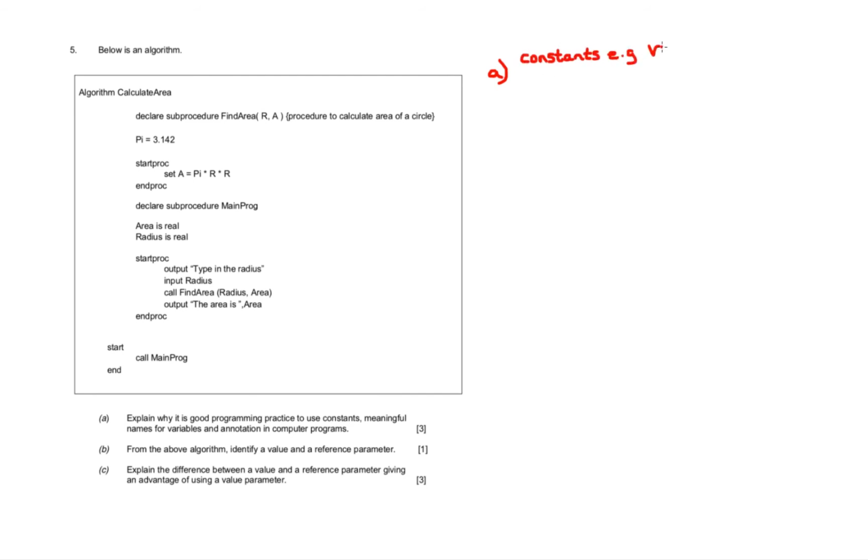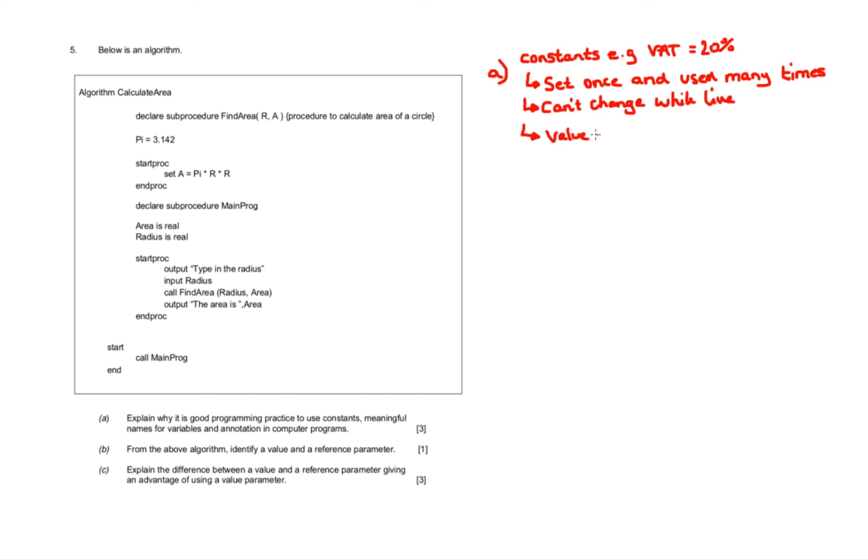So firstly, constants. A constant is something that doesn't change while the program is live. So it's set once and used many times. An example of a constant is VAT, for example. It's set at 20% currently, and it never changes. Now, if we do want to change it, then what we do is we change it when the program is not running. And the benefit to that is that when we change it once, everything else does change.